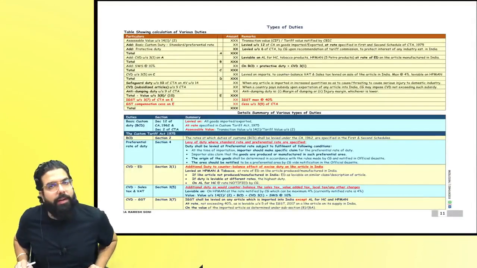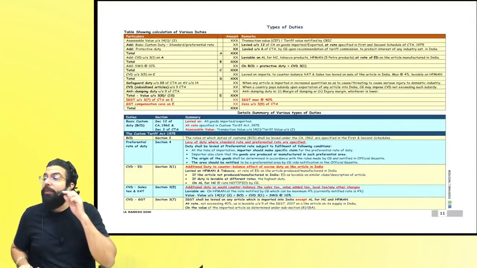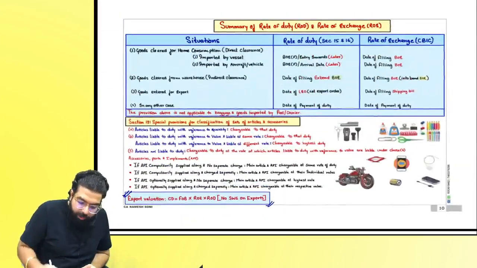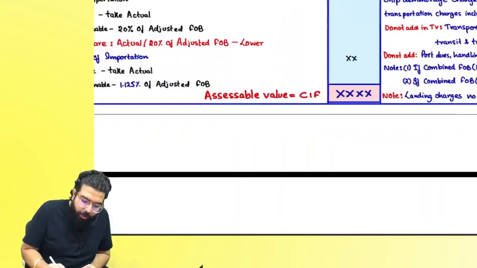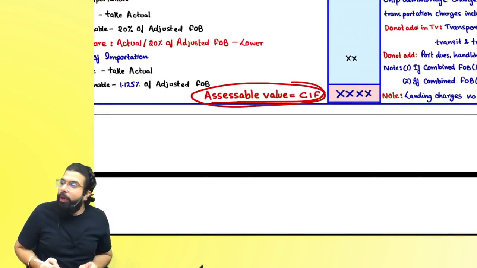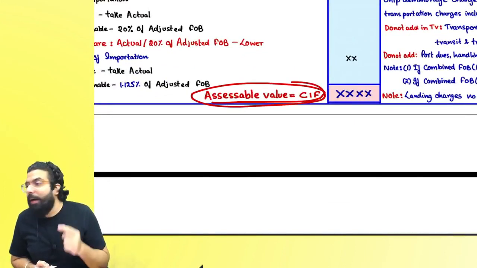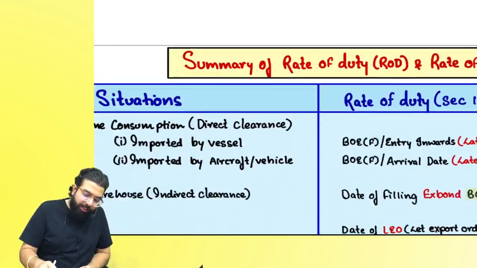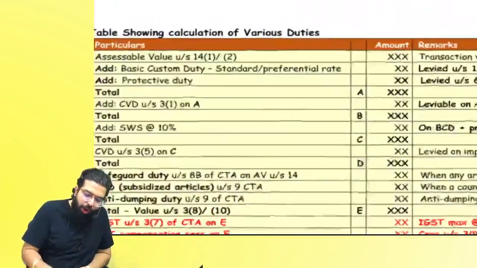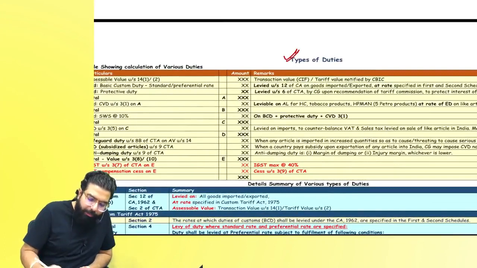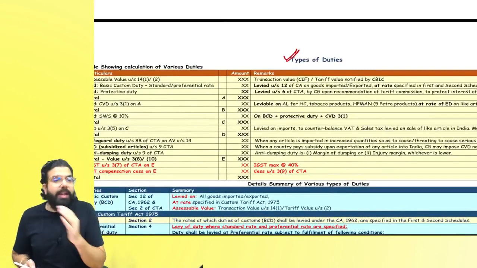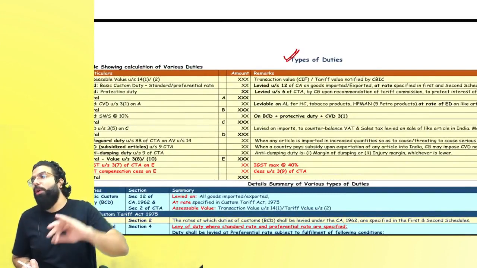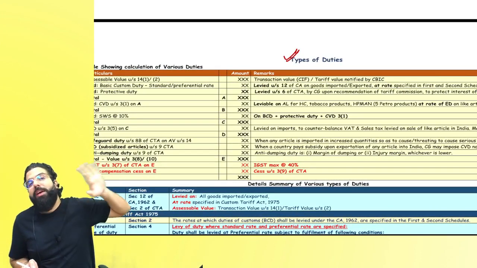Alright students, let's go ahead and now revise the chapter of types of duties. Everyone over here, types of duties, always remember, when you do the valuation chapter, once you are done with the chapter of valuation, either the value will be transaction value or the value will be tariff value. Transaction value or tariff value, on that you have to charge the custom duty, and the different types of custom duties which are levied when you import the goods or when you export the goods, it is known as export duty.